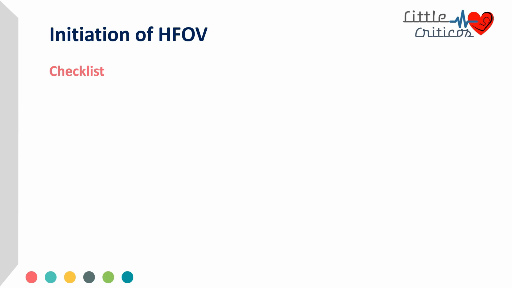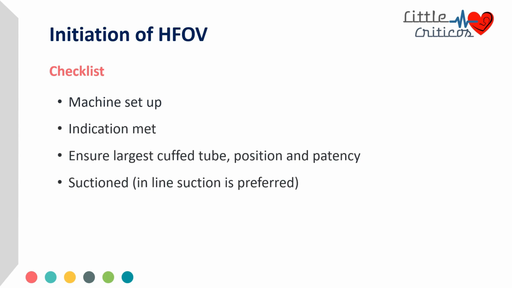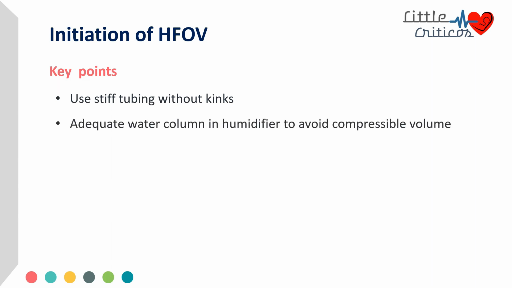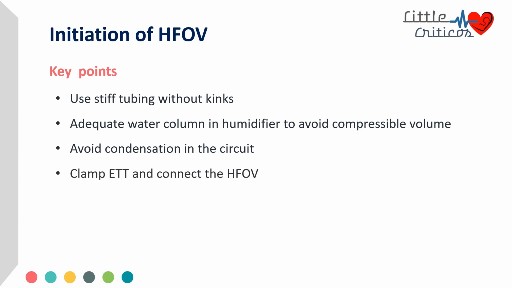Before starting HFOV, we should ensure that the machine is set, the indication is met, and that the largest possible cuffed tube is placed in position and patent with inline suction, and the patient should be well sedated or paralyzed. It is important to use stiff tubings without any kinks. There should be adequate water column in the humidifier to avoid compressible volume loss. We need to avoid condensation in the circuit, and before connecting the patient, the ET tube has to be clamped. We need to set the alarms appropriately before connecting the patient to a ventilator.